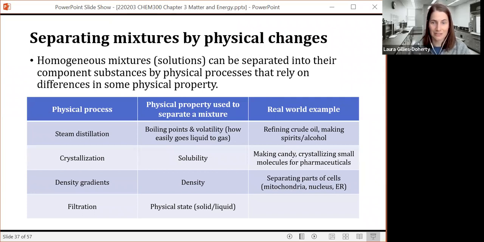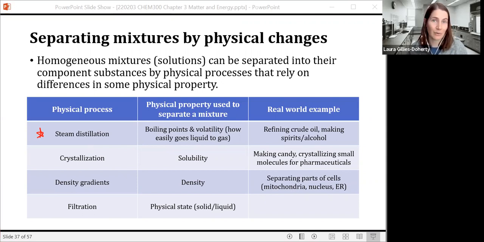So for example, steam distillation. That's a physical process where you use the difference in boiling points of a mixture of substances to separate that mixture. So let's say you have water and hexane, they're mixed together.